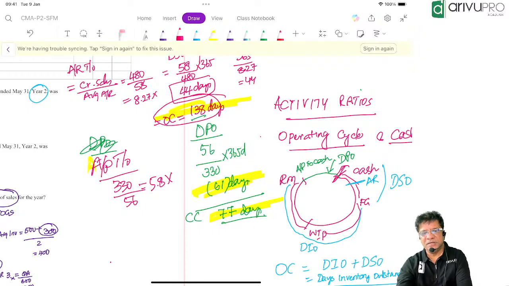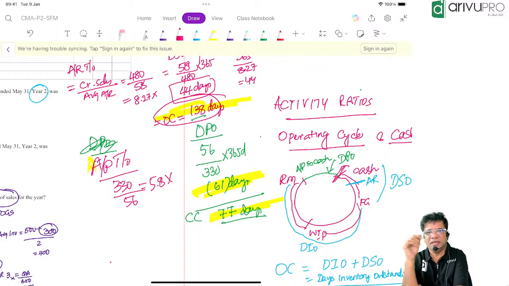Okay, 61 days, if it becomes 70 days, 138 minus 70, how much? 68. Good. So the moral of the story is both operating cycle and cash cycle should be less.